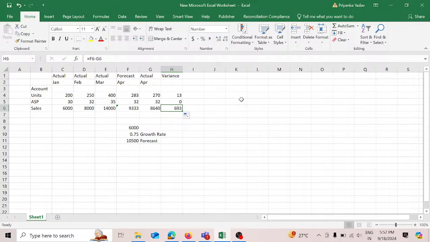So this way we can use the approaches to improve sales figures. The company can focus on enhancing the growth rate by increasing customer acquisition.